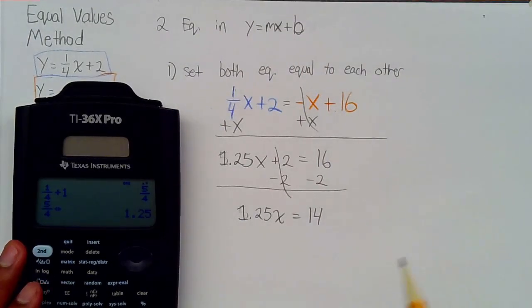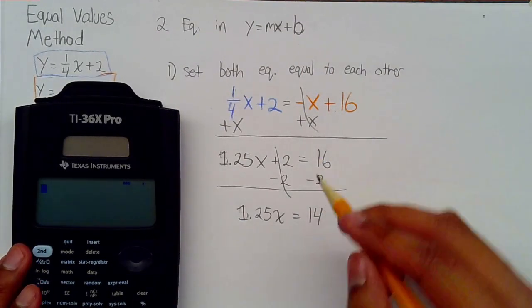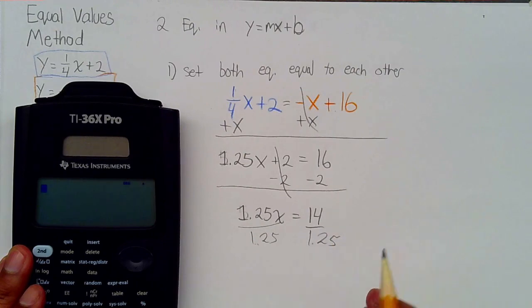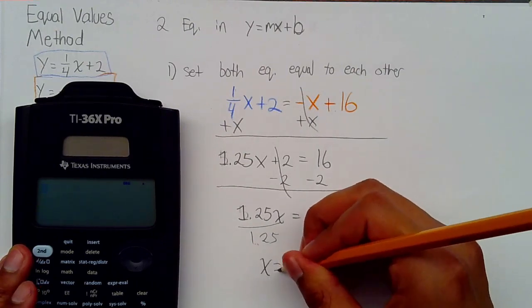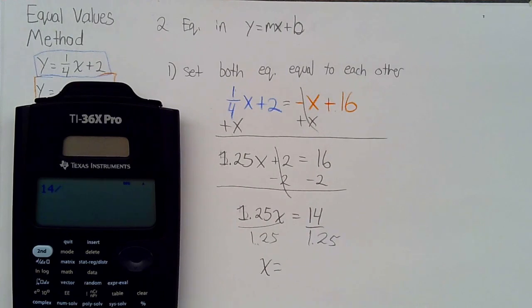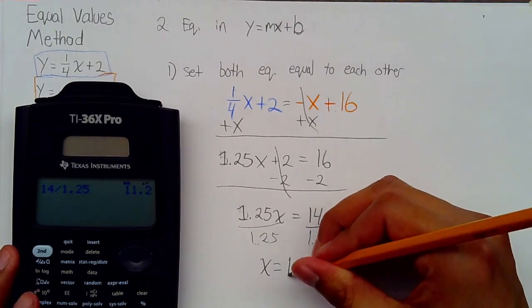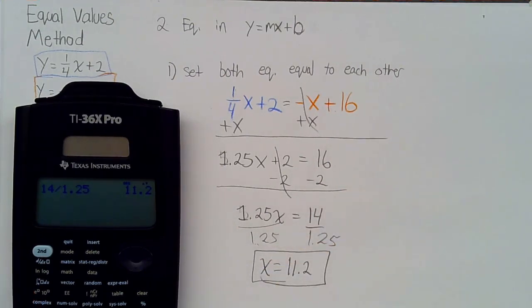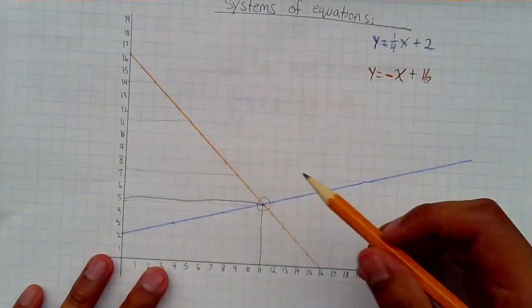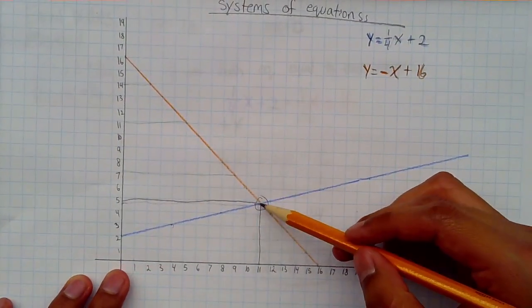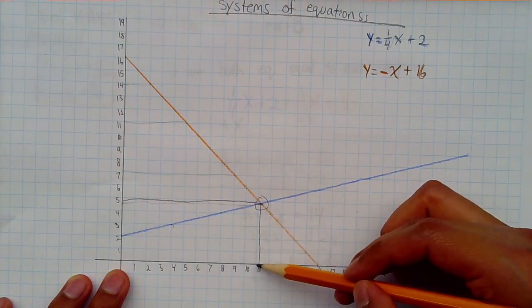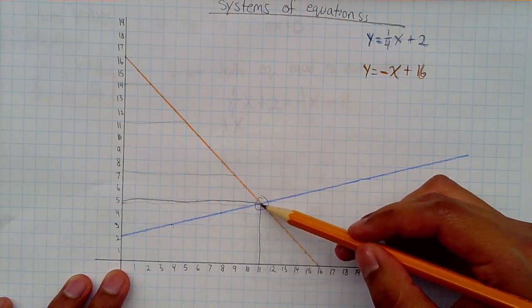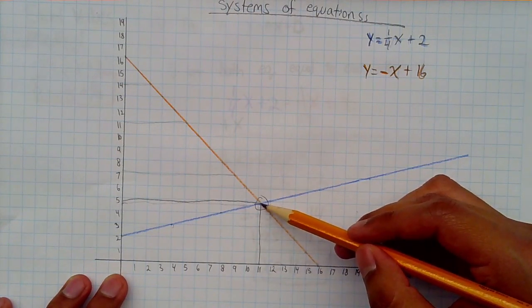And then from there, how do you solve for x in this equation? Just divide by 1.25 on both sides. And then from here, x is equal to 14 divided by 1.25. 11.2. And so we can see from our graph that my guesstimation was approximately correct. I knew that they intersected horizontally somewhere past 11. But here's the thing, we're not done yet. We need to find out what the height is.